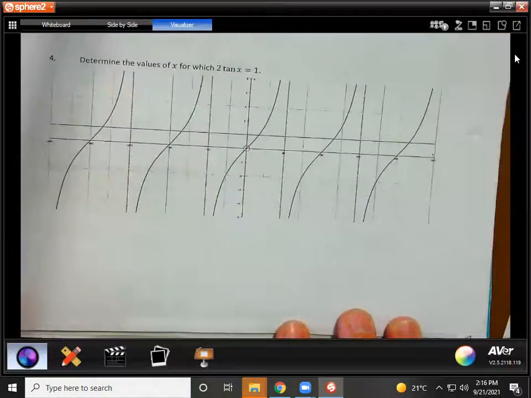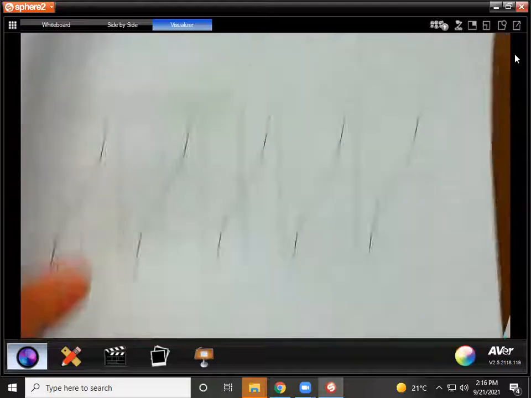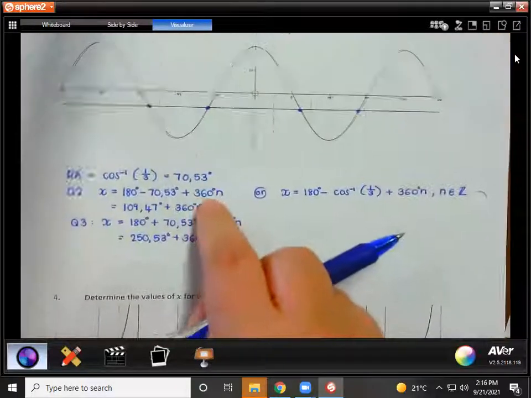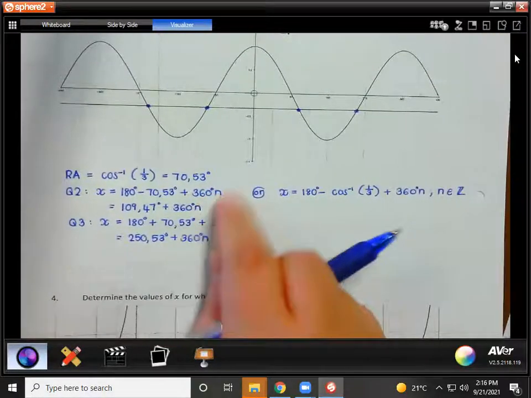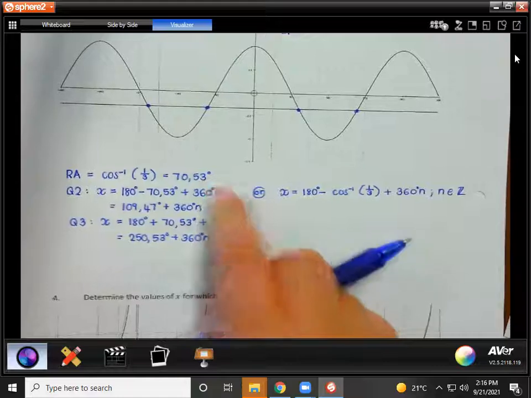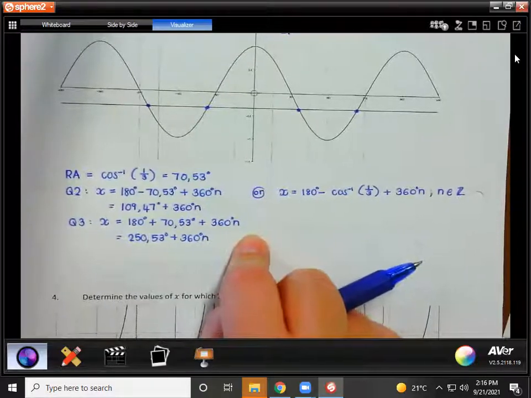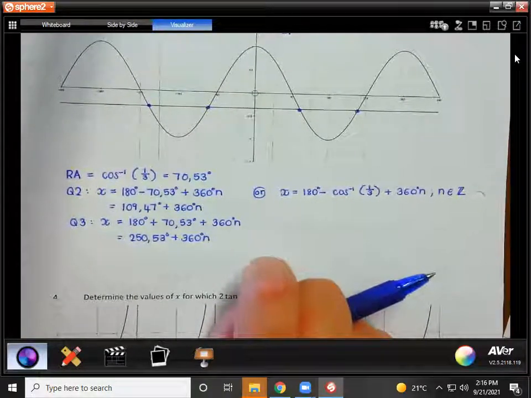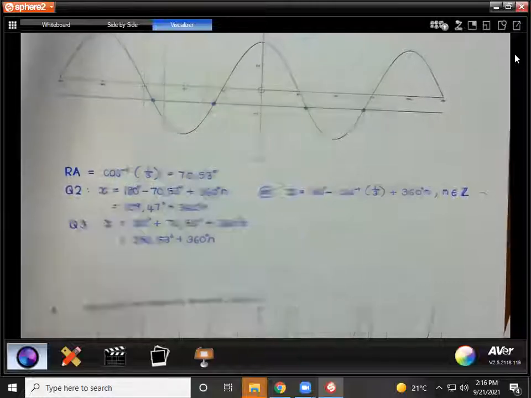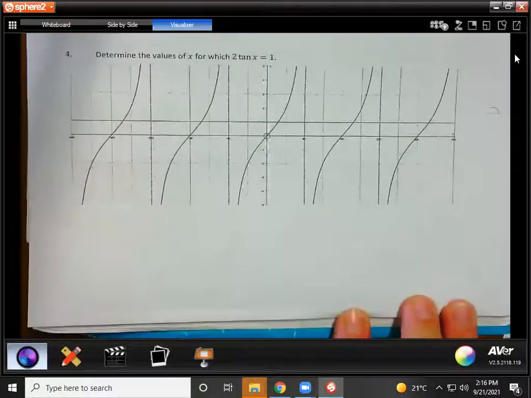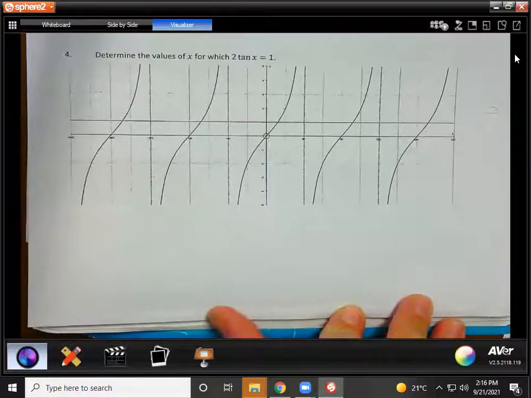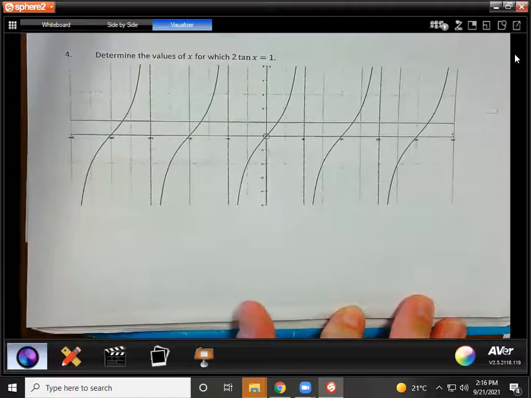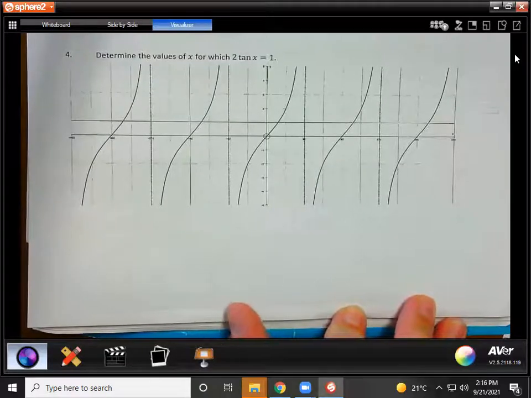Number 4. Oh, I forgot to mention, why did I say plus 360 in here? That's the period of the cos graph. All right, so that point will come along every 360 degrees. Good. Now in number 4, we're working with a tan graph. What is the period of a tan graph, guys? 180.